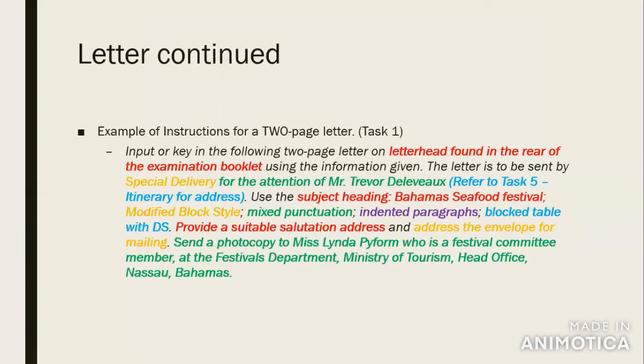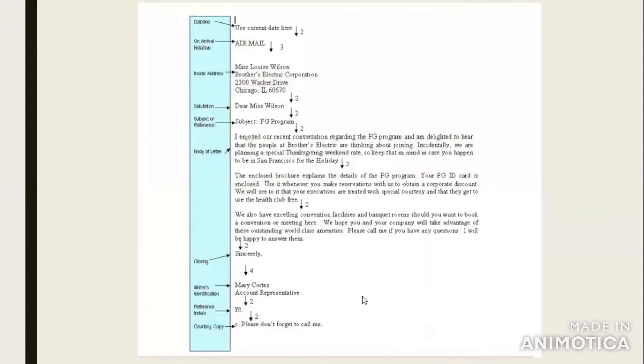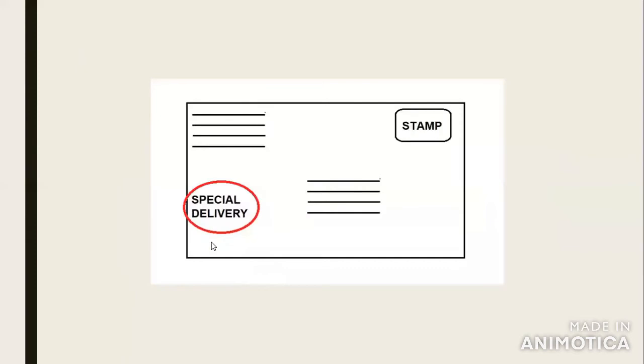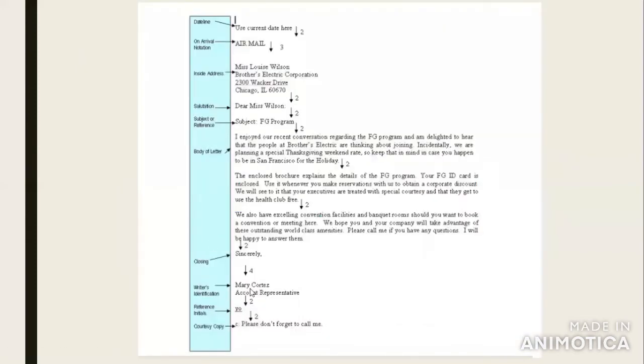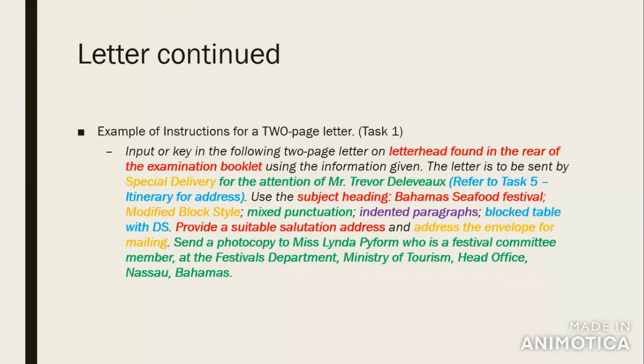And then they want for you to send a copy to Ms. Linda Pyform. Ms. Linda Pyform is someone that you're going to CC. So at the bottom of your letter, you're going to put carbon copy or courtesy copy. You know, you're going to put CC and then the lady's name. And the lady's name is Miss Linda Pyform.